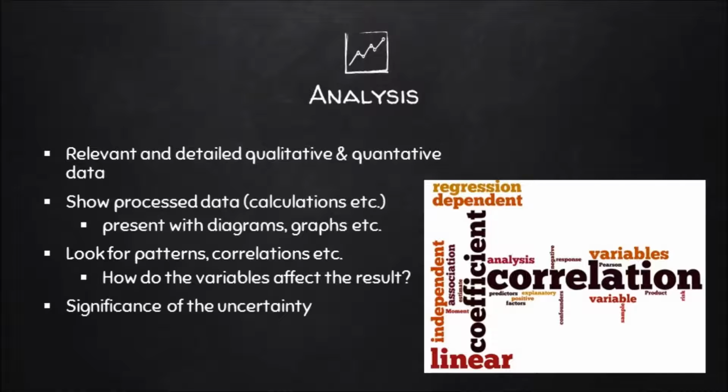Analysis is the third criteria, and this is where you have to include a good amount of raw quantitative and qualitative data that can be analyzed and later referred to in your conclusion. It should be detailed and relevant enough to support your conclusion. You need to show process data and present this. This is the analysis of your raw data that you have calculated.